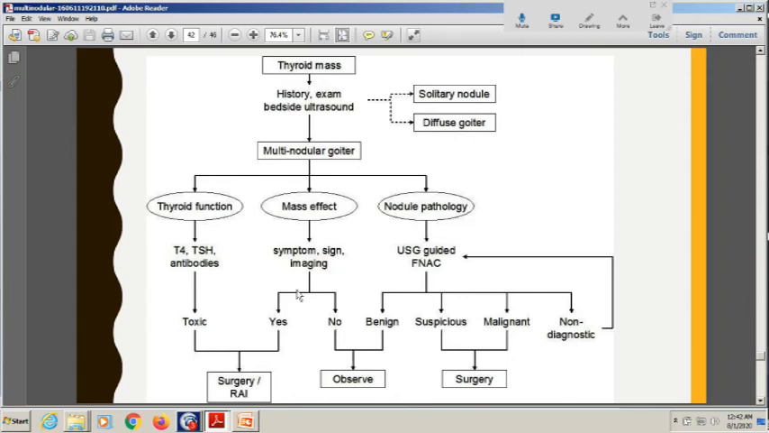After the pathology test, meaning after the FNAC, if it is benign, again we can wait. If there is suspicion of malignancy, we can go for surgery. If it is malignant, definitely go for surgery. If it is non-diagnostic, meaning an inconclusive report, we have to repeat the FNAC at least 3 times.